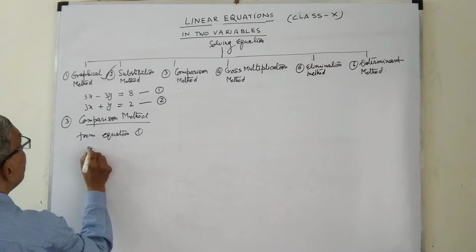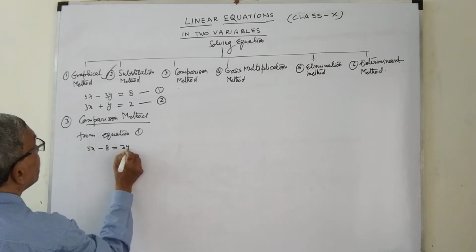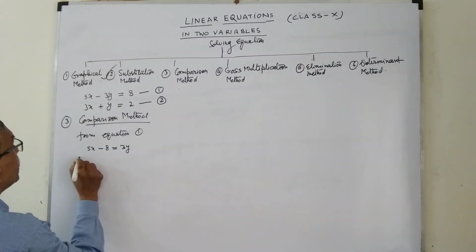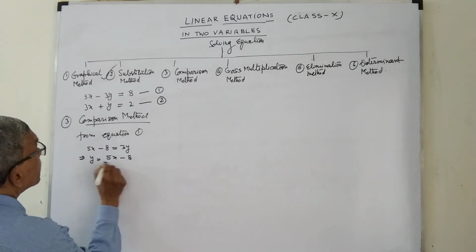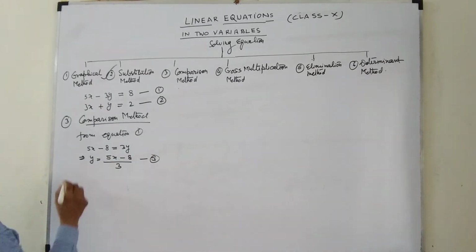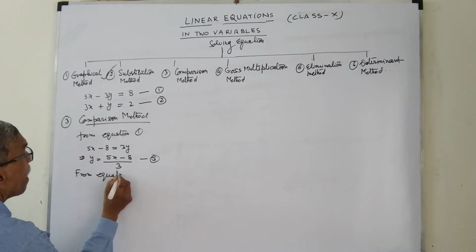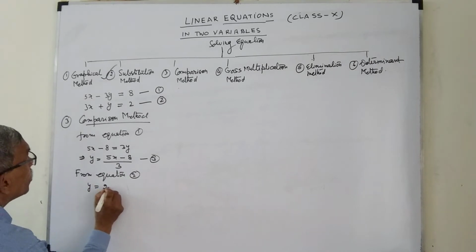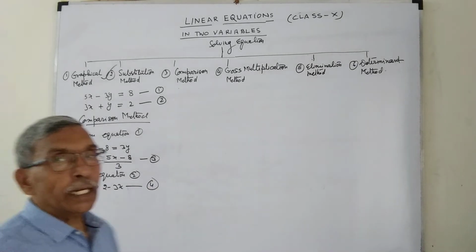5x minus 8 is equal to 3y. So I am finding the value of y in terms of x. Here y will be equal to 5x minus 8 upon 3. This is equation 3. Now from equation 2, y is equal to 2 minus 3x. This is equation 4.